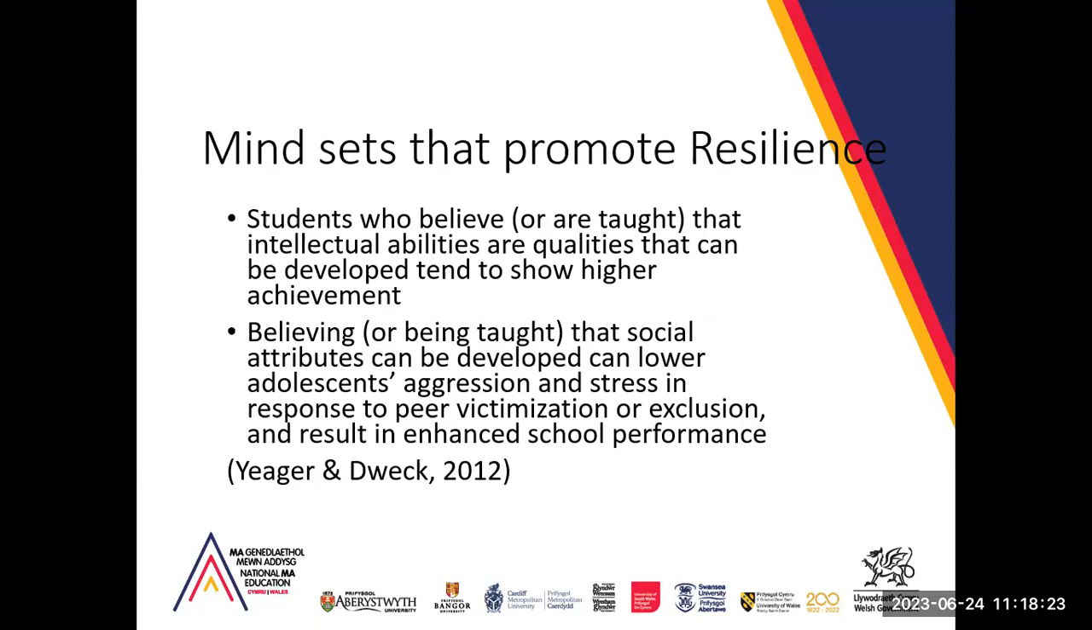And also within this literature, a lot of it looked at the idea of believing or being taught that social attributes can be developed, and that this can lower things like adolescents' aggression and stress in response to things like peer victimization or exclusion, and as a result enhance school performance. So it gives us a lot of evidence to suggest that if we can promote this sort of growth mindset, grit and resilience, then hopefully, with the right inclusive practices, this should help include in a more holistic, universal approach.